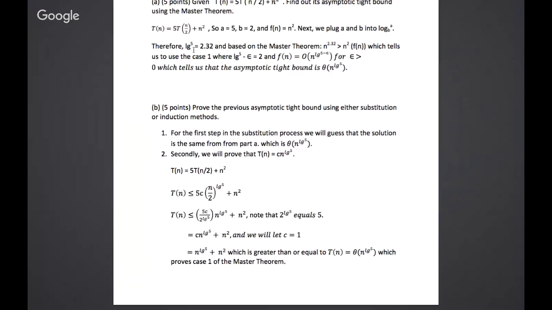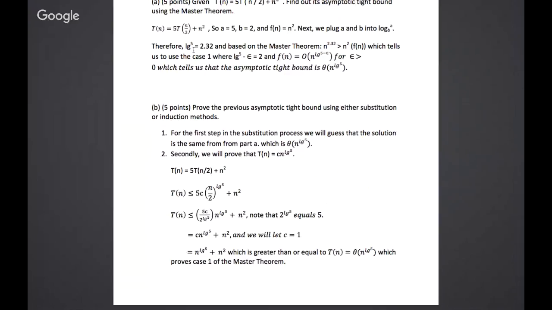I'll restate the problem first, which is T(n) = 5T(n/2) + n squared. So first we have T(n) is less than or equal to 5c(n/2) to the log 5 plus n squared. And we plug it in, and we have T(n) is less than or equal to 5c over 2 to the log 5 times n to the log 5 plus n squared. I just want to point out that 2 to the log 5 equals 5, so that you see on the next step we cancel out 5 over 5.